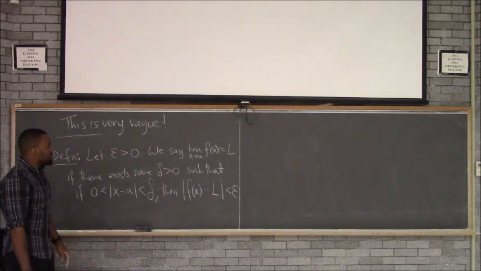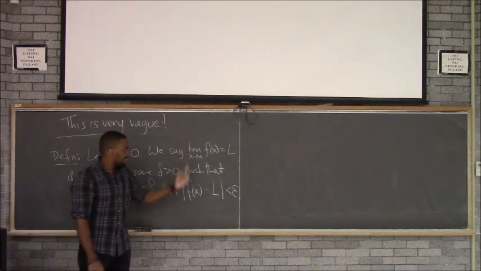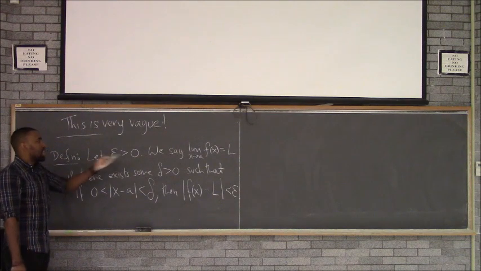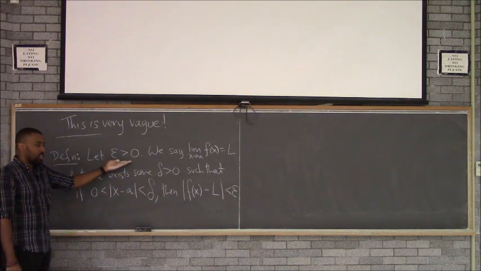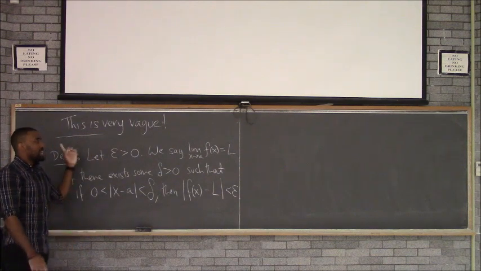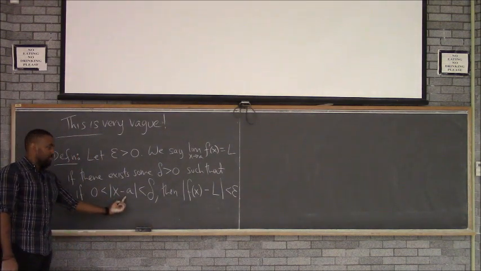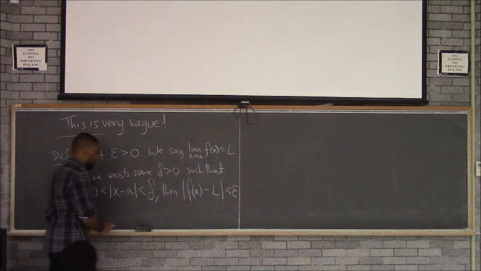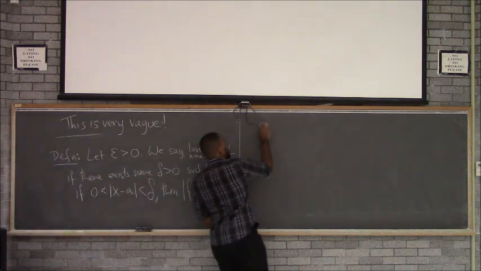Now, here's what it means to say that as x gets close to a, f will get close to L. If someone tells you how close they want the y values to get together, you can tell them how close you have to make the x values get together to achieve that tolerance. So let's look at some remarks here.